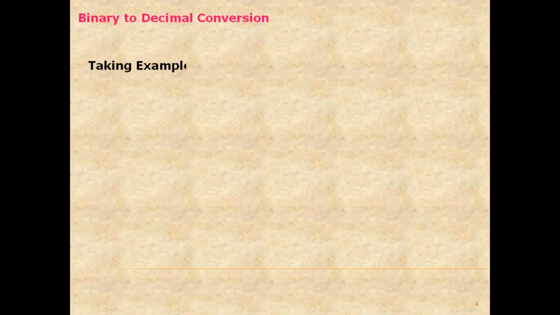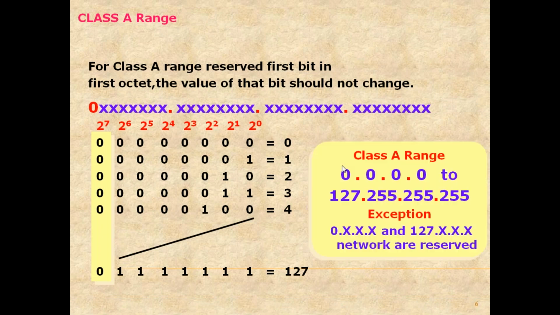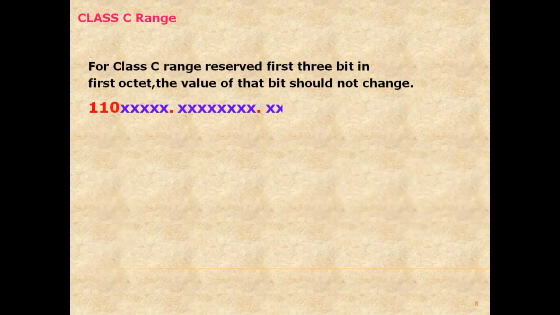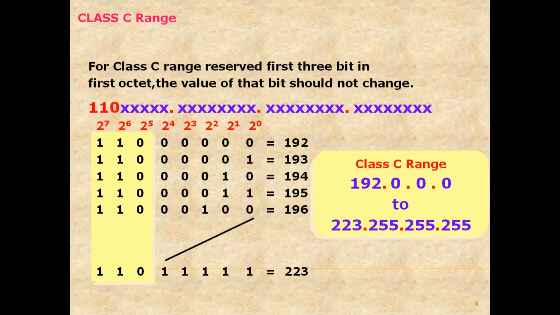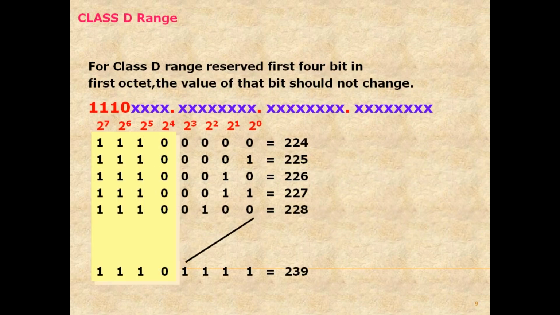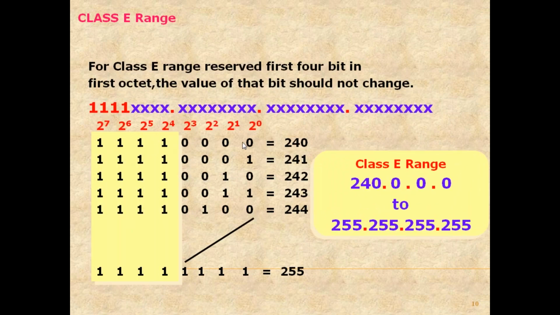So this is what we have seen right now. In class A, the first bit is reserved. Class B, starting 2 bits are reserved. Class C, starting 3 bits are reserved. This is only in the first octet, right? Class D, the starting 4 bits are reserved. And class E, again 4 bits are reserved, but in this way, 1111. So we got the range from 240 till 255, and we can see clearly this is only in the first octet. In the second, third, and fourth octets, there is no reservation.